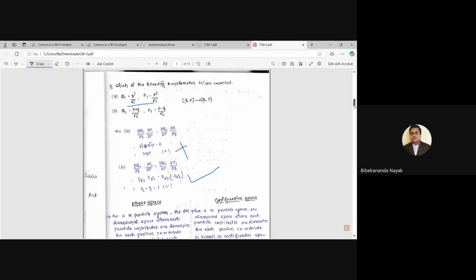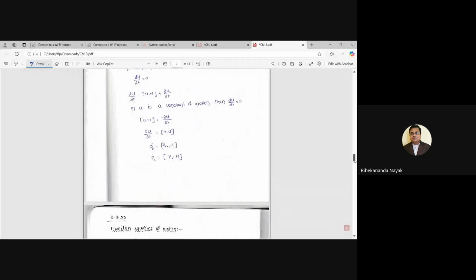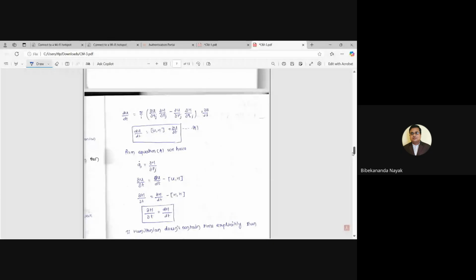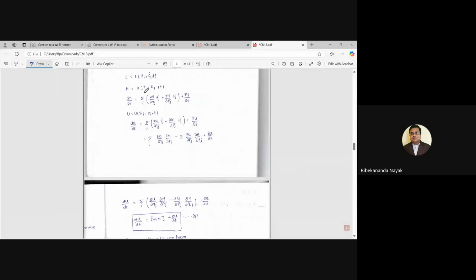Now we can write Hamilton's equation in terms of canonical conjugate. We know that H is a function of qj, pj, and t. So dH by dt is equal to del H by del qj times qj dot, meaning dqj by dt, plus del H by del pj times dpj by dt, plus del H by del t. According to Hamilton's equation, qj dot is equal to del H by del pj and pj dot is minus del H by del qj. Putting that in, we have this equation.